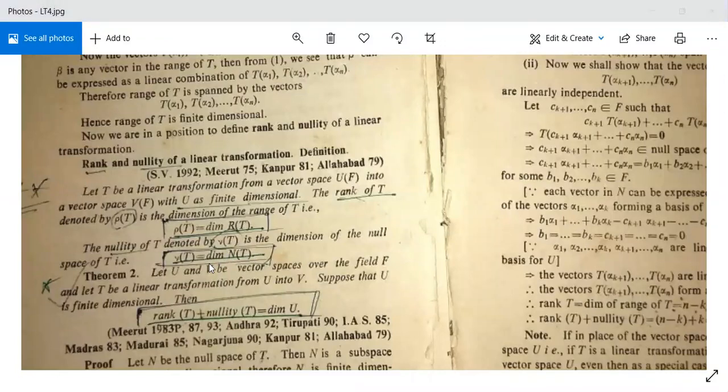After that, we will come to our theorem 2. But for today, we will stop here.